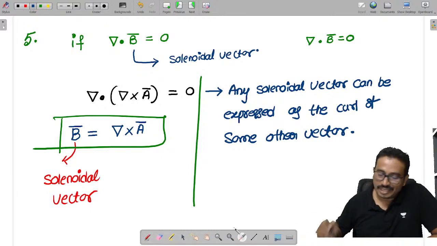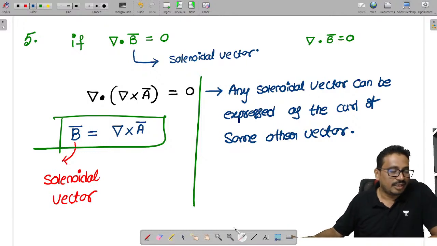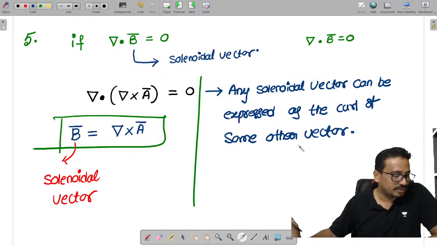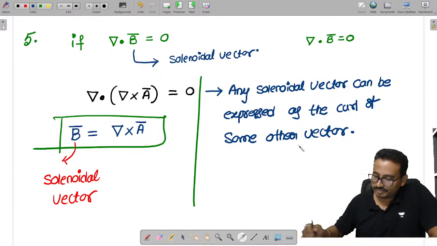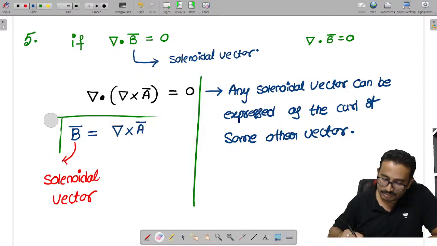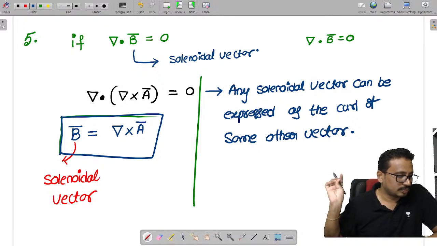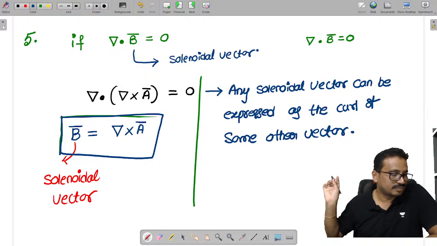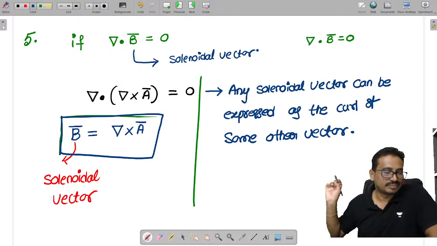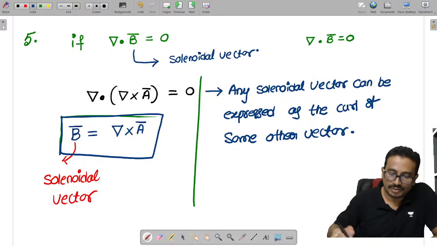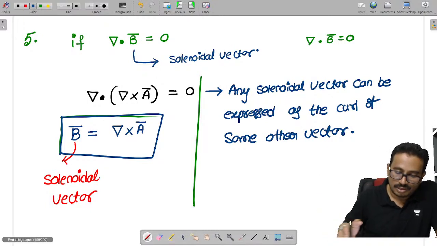ये पॉइंट आपको समझ में आया कि नहीं, बोलो इधर एक बार पहले. Any solenoidal vector can be expressed as the curl of some other vector. Is this point clear? You tell me everybody. इसमें कोई डाउट हुआ तो बोलो. Any doubt in this point, tell me. Parallel and rotational both are same. Is it fine? Done. Now you see the next one here.